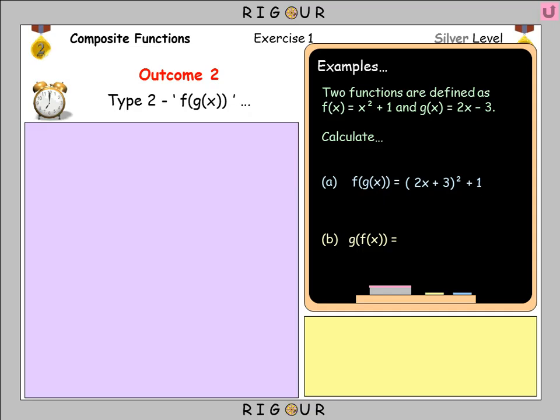And all we have to do now is square out the bracket and add 1 to our term. So to square a bracket, the quick way to do it is to square the first term, 2x squared.